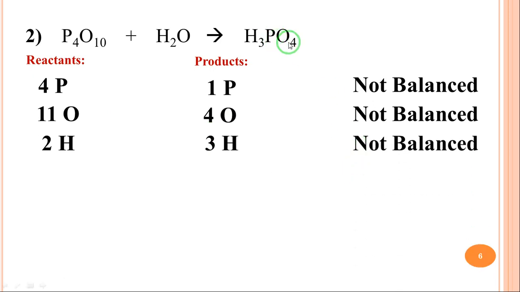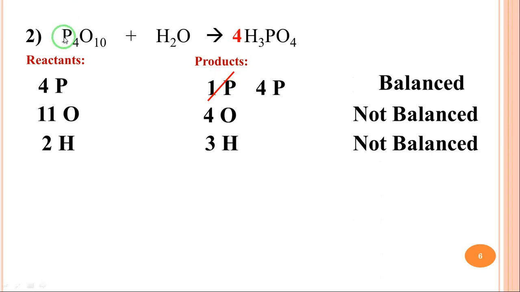Now let's try first to balance the number of phosphorus atoms. Here we have 4, here we have 1, so it's so easy. You have just to multiply here by 4, so we have 4 times 1, we have 4 phosphorus atoms here in the product side, so now we can say that with respect to the number of phosphorus atoms, they are balanced.